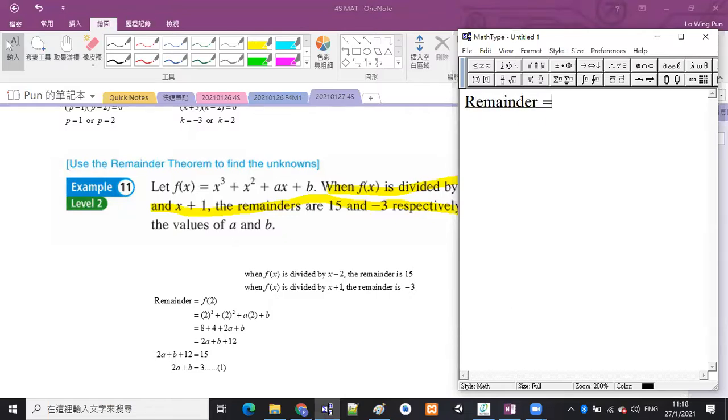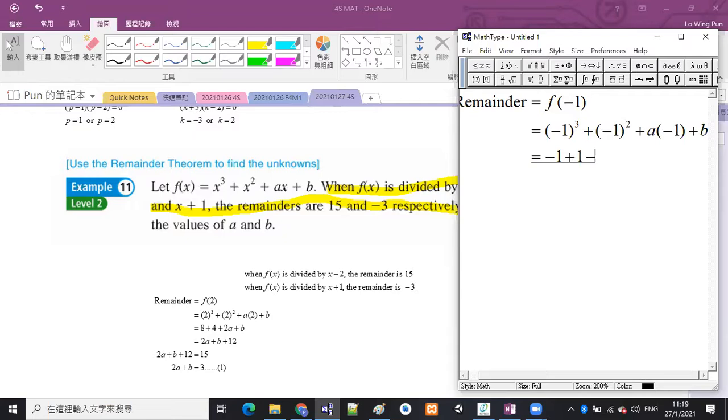Remainder theorem: the remainder is equal to f of the number. The divisor is x plus 1, so the number will be -1. And then we have the formula of f(x), so we can continue to calculate f(-1). So (-1) cubed plus (-1) squared plus a times (-1) plus b. And (-1) to the power 3 is -1, and then plus 1, and then minus a plus b. So we have -a plus b. This is our remainder. But it is given that the remainder is equal to -3. So -a plus b is equal to -3.